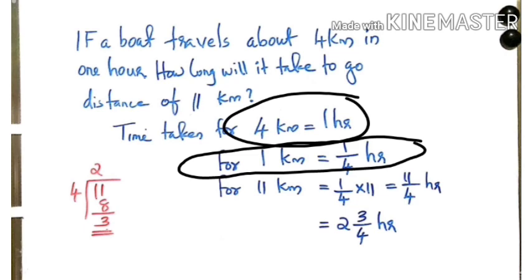For 10 km, 1 by 4 into 10. For 20 km, 1 by 4 into 20. For 100 kilometers, 1 by 4 into 100. Here we need to find the time taken for 11 km. So we multiplied 1 by 4 into 11. It's 11 by 4, numerator into 11, that is 11 by denominator. Here the denominator is 4. So 11 by 4 hour is the answer.